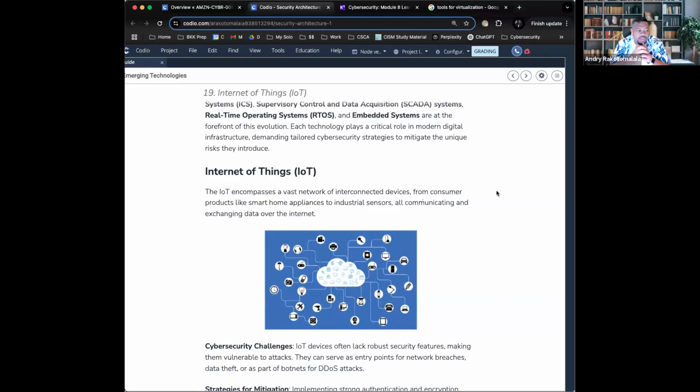Now there was, I forget which company it was, but there was a casino that had a fish tank with a smart temperature sensor on it, and it got hacked because it was an IoT device. They got in through the default username and password, and it wasn't segmented. So with that, they were able to hop within the network and steal information.